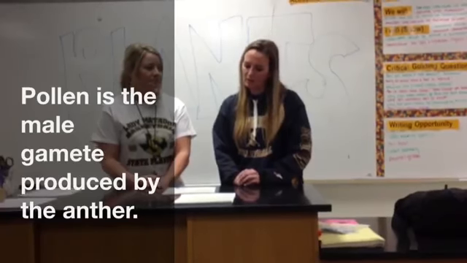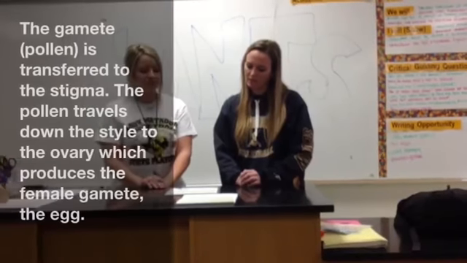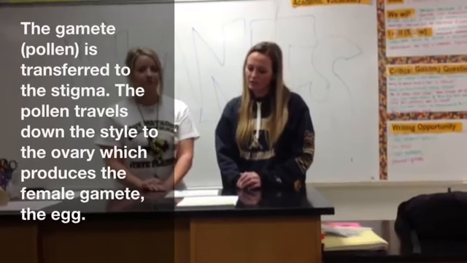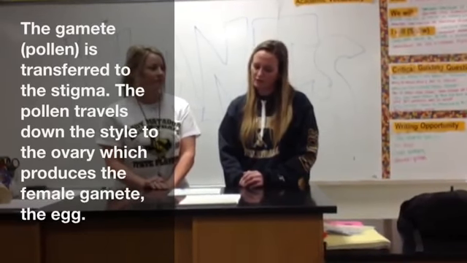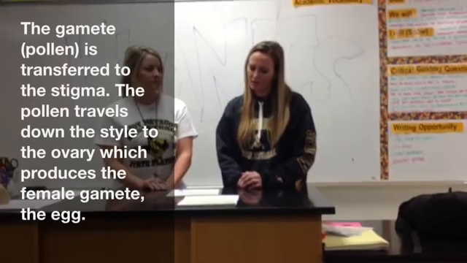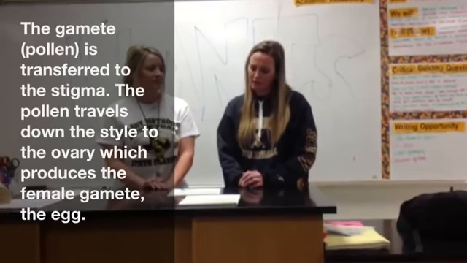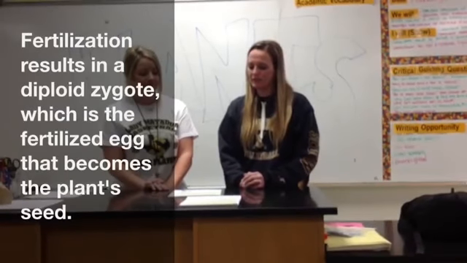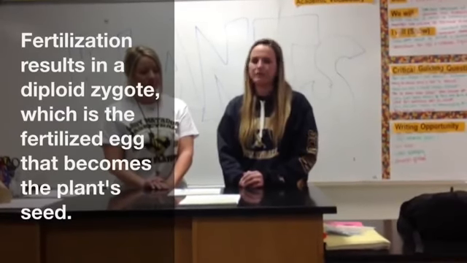Pollen is the male gamete produced by the anther. This gamete is then transferred to the stigma and pollination takes place. The stigma is the structure that receives the pollen and transfers it down the style to the female gamete. That female gamete of the plant is produced in the ovary. Fertilization results in the diploid zygote, which is the fancy term for a fertilized egg.